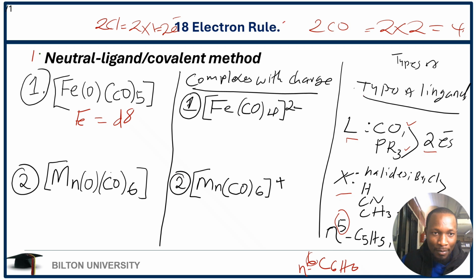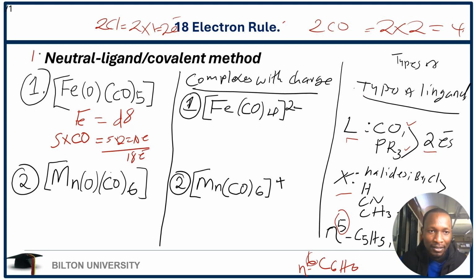And how many carbonyls do we have? The type of ligand that we have there is the L-type. So we have the carbonyl, which is an L-type, and each L-type contributes 2 electrons. How many are they? We have 5 of them. So we're going to say 5 times the carbonyls, that is 5 times 2, which is 10 electrons, and then the total here is 8 plus 10, and that is 18 electrons.